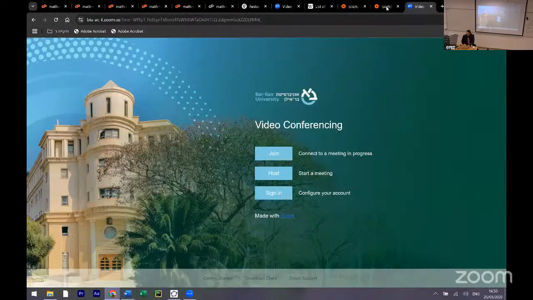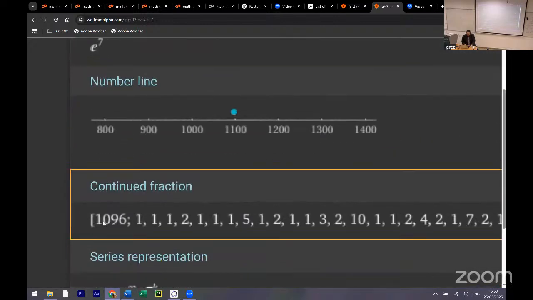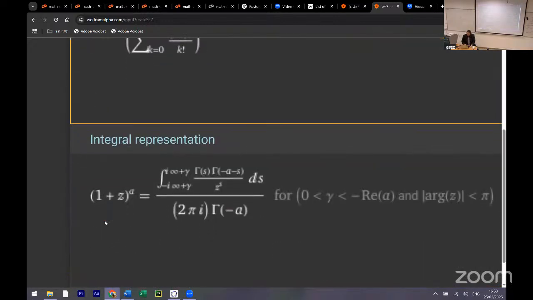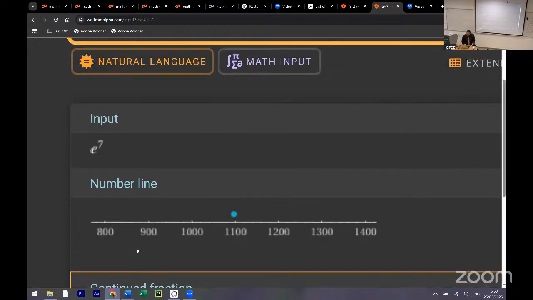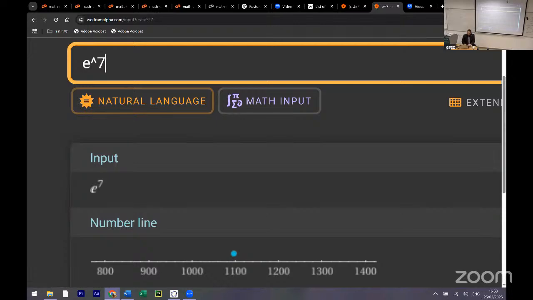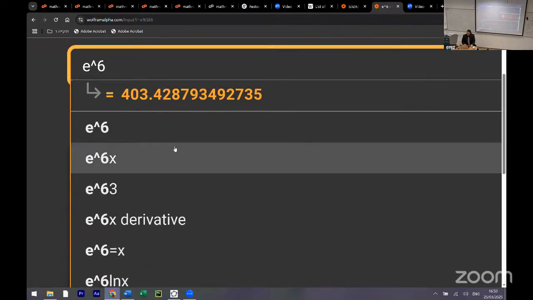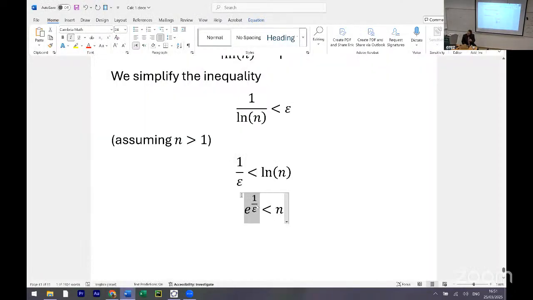Let's see. Wolfram, e to the power of 7. Where's the answer? Oh, it's here. Continued fraction. Who cares about continued fraction? In any case, you see it's about 1100, while e to the power of 6 is 400. That's why the k that would be larger than e to the power of 1 over 7 has to be more than 1,000, and that's what we saw in our experiments.